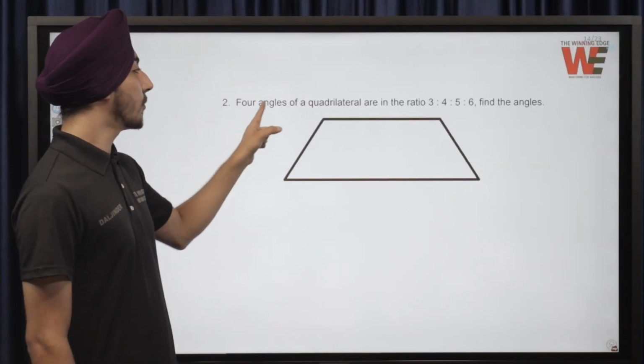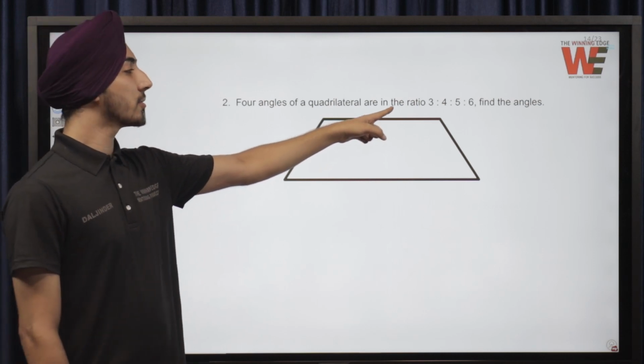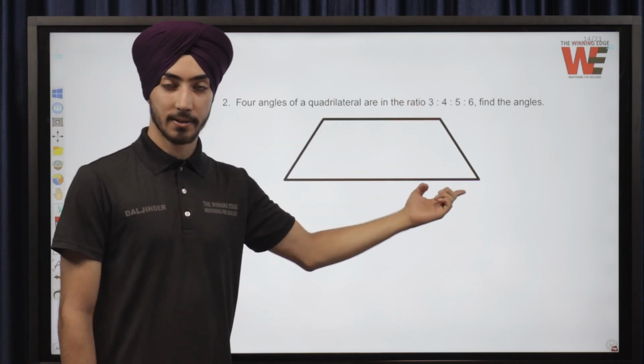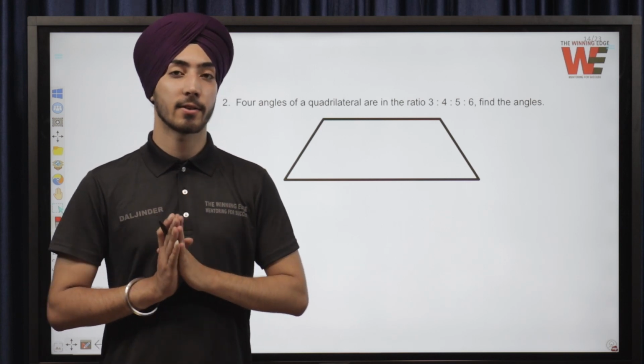What does question number 2 say? The 4 angles of a quadrilateral are in the ratio 3:4:5:6. Find the measure of the 4 angles of the quadrilateral.